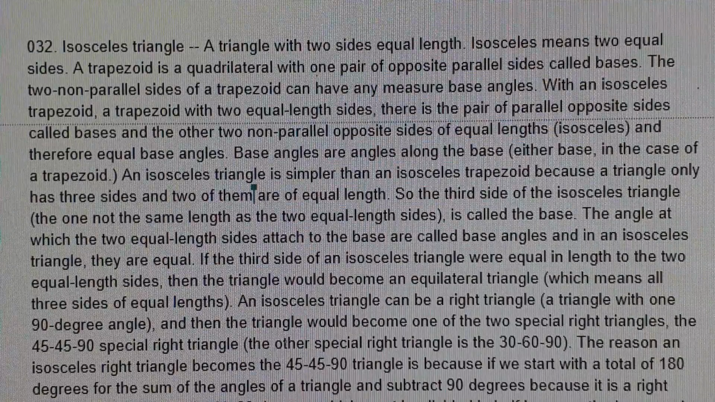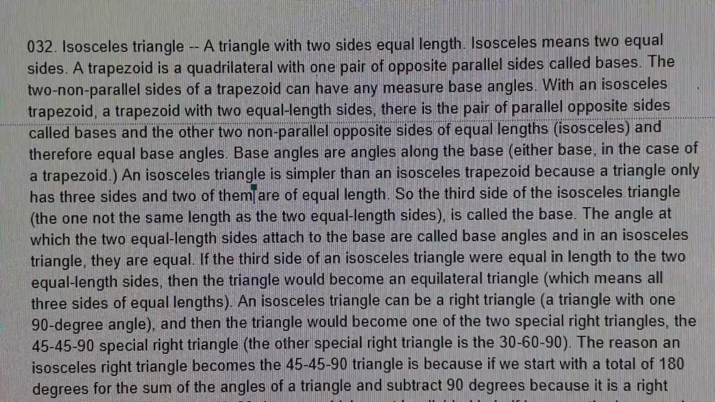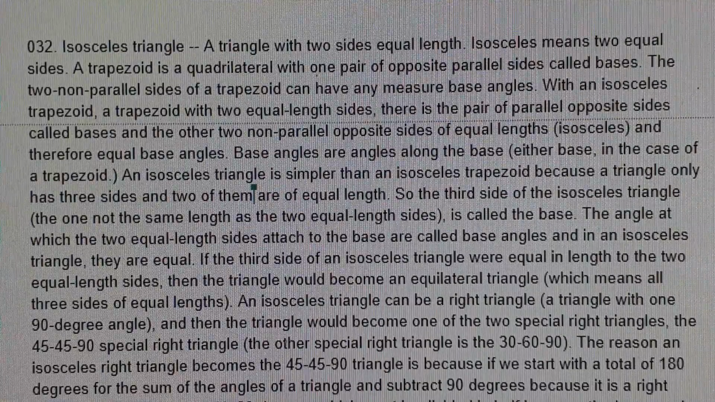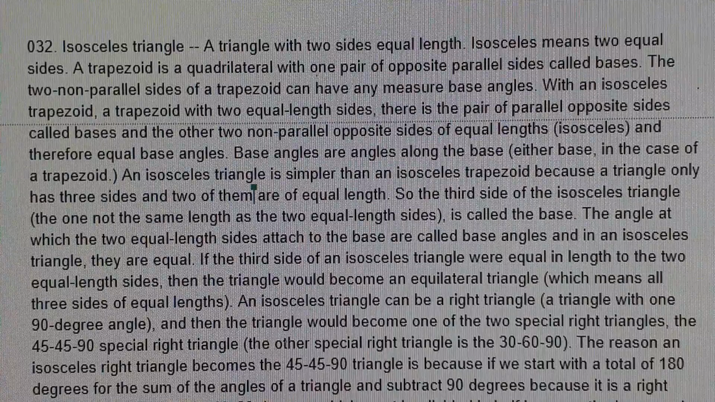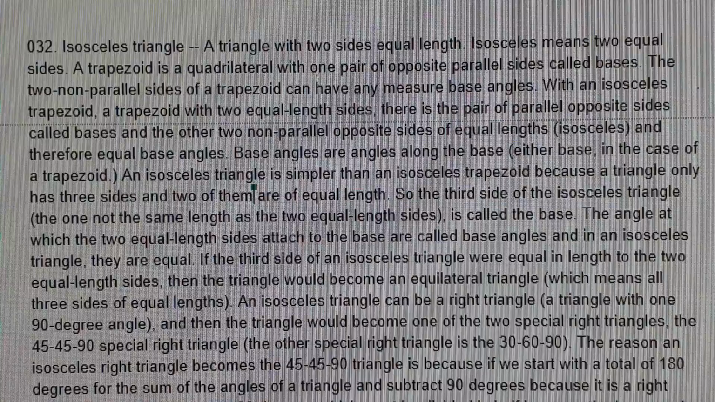Antonyms: scalene triangle. Related words: right triangle, acute triangle, obtuse triangle, equilateral triangle, scalene triangle, special right triangles.